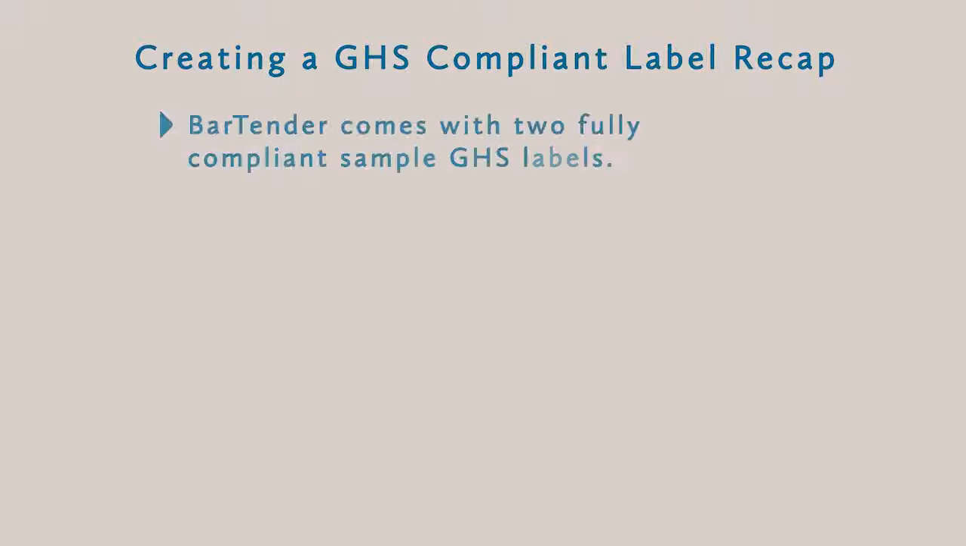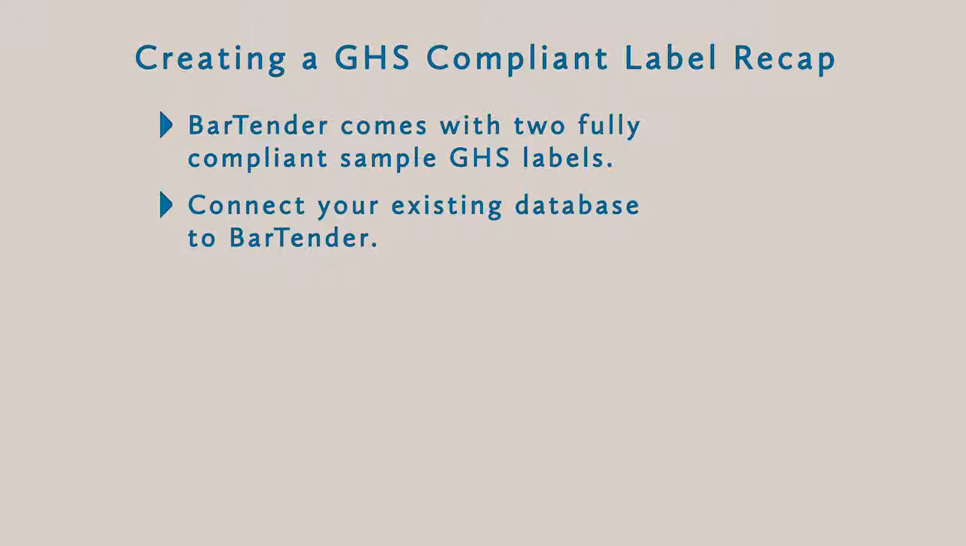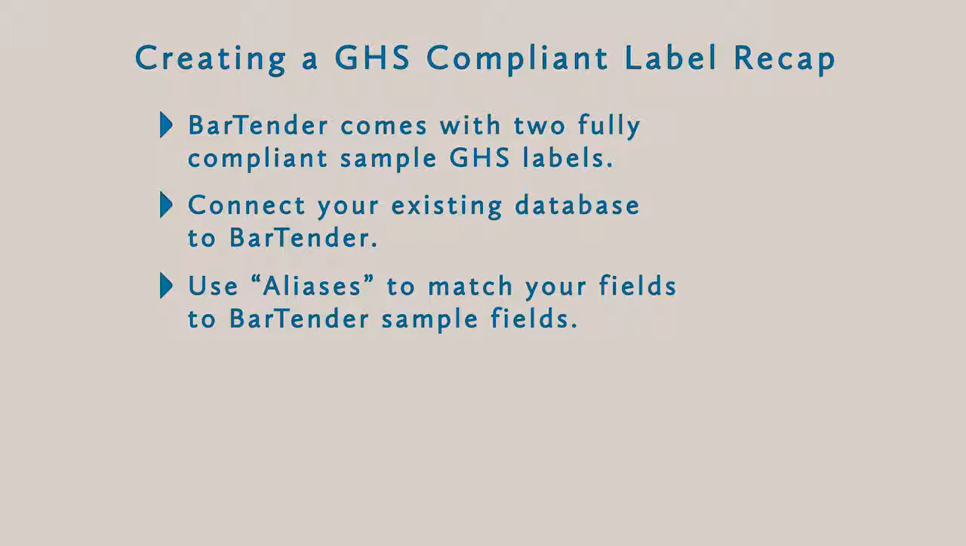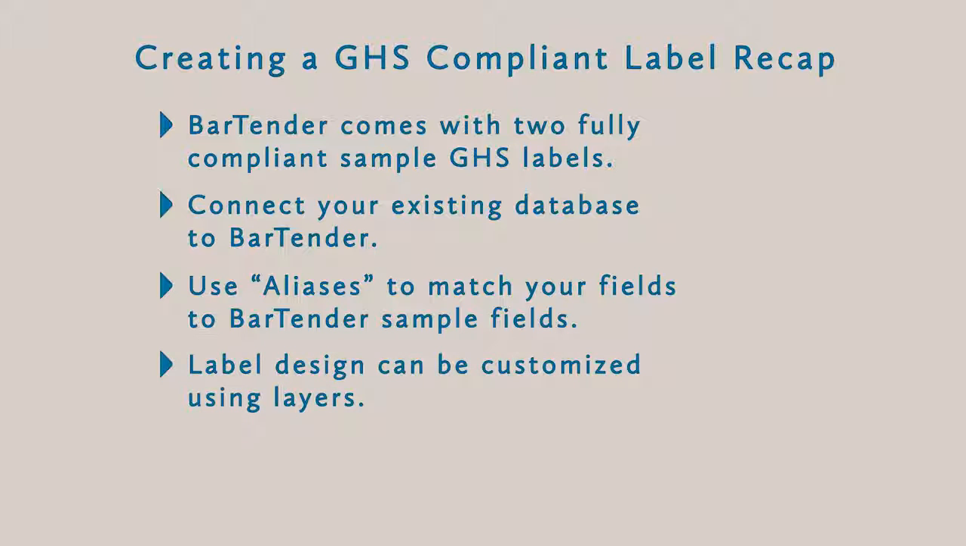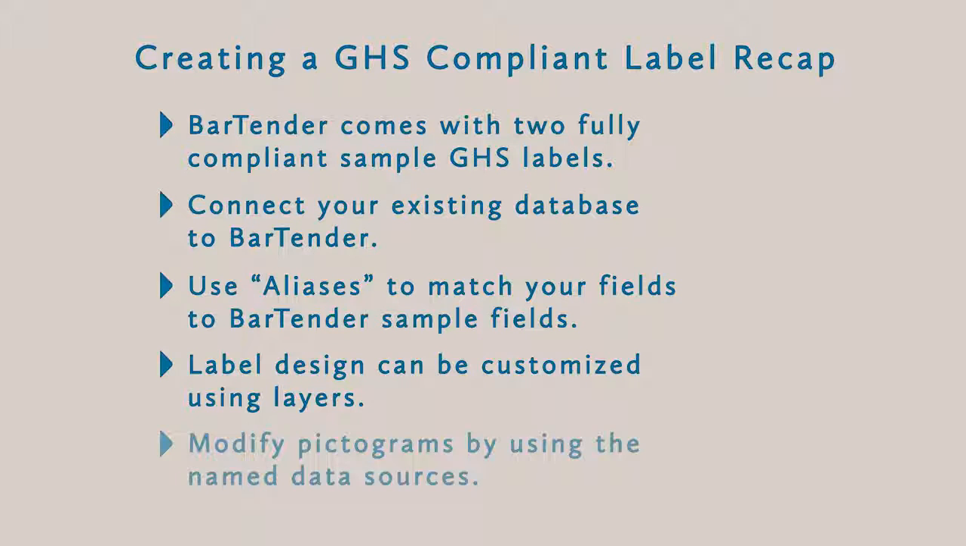To quickly recap, BarTender comes with sample GHS label documents among its sample documents. You will need to connect your database to BarTender and make sure the fields or aliases match the fields in the BarTender sample database. You can further customize your GHS labels using the pre-designed layers, and you can modify the appearance of the pictograms using the existing named data sources.